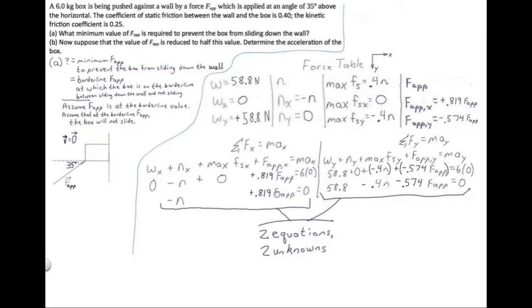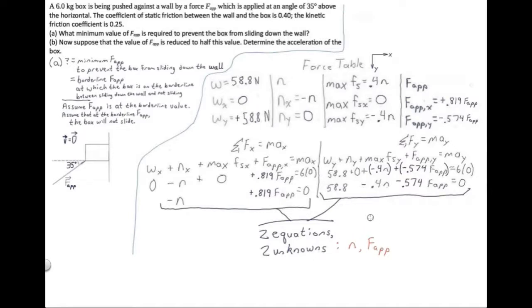When we think about these two equations together as a system of simultaneous equations, we can see that we have a system of two equations. And in that system, there's a total of two unknowns. The only two unknowns in this system of equations are n and f sub applied. Well, when you have a system of two equations and two unknowns, that is a situation in which it oftentimes is possible to solve for the unknowns.